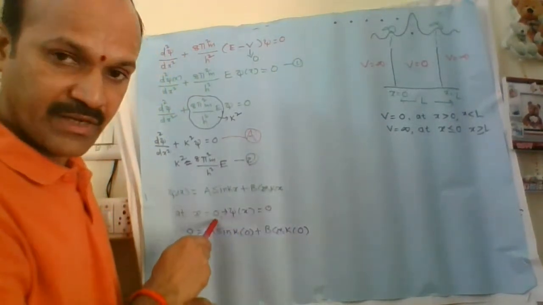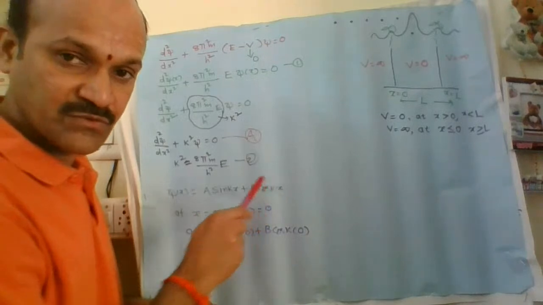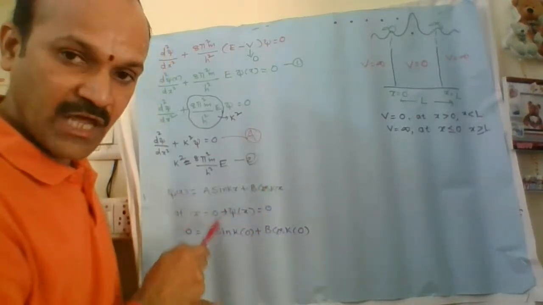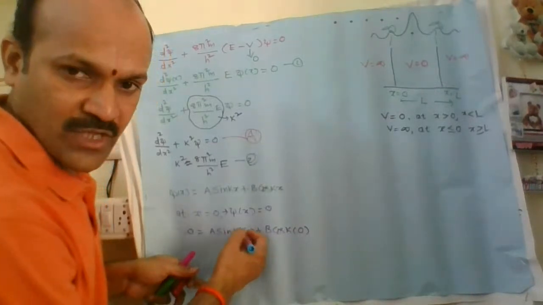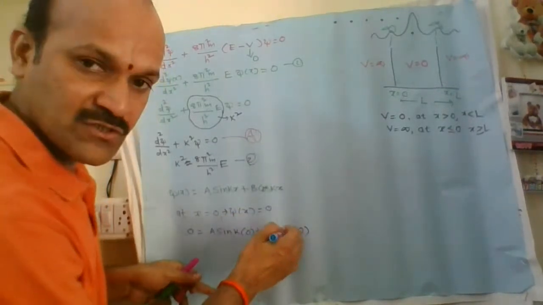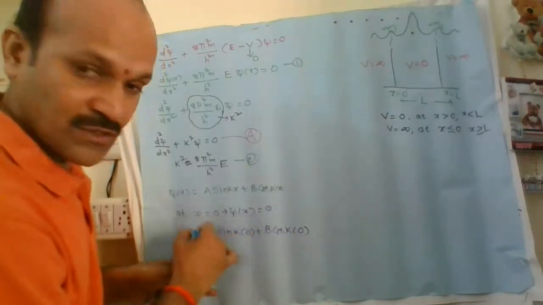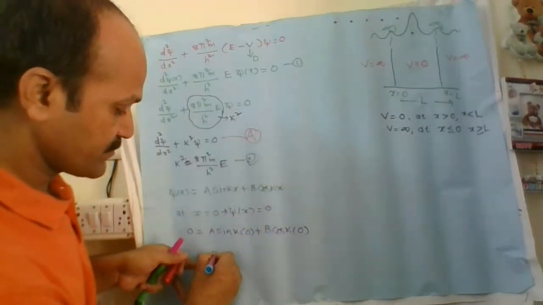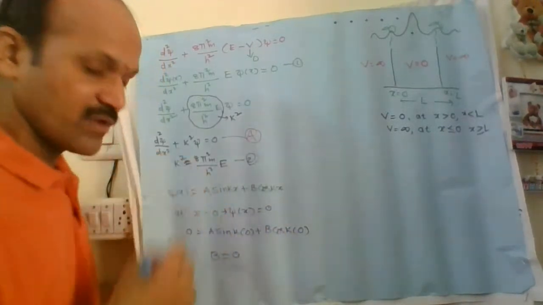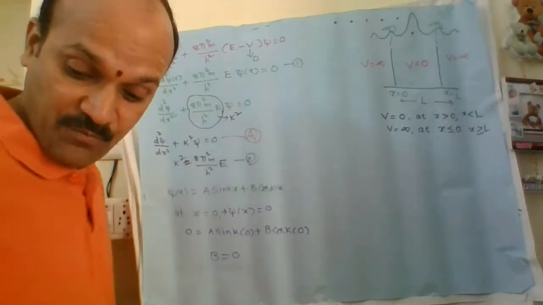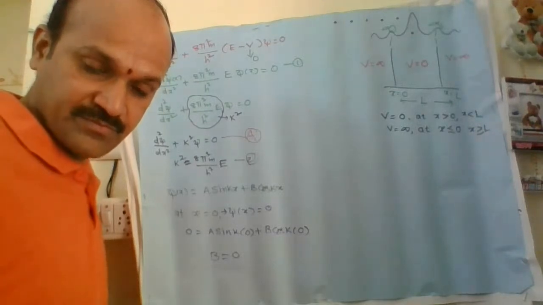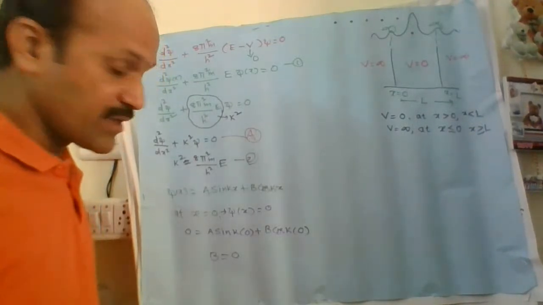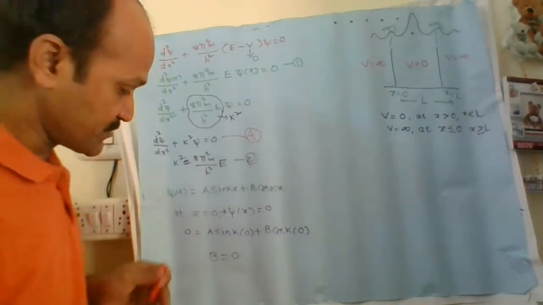And x equal to 0 is substituted, psi of x is substituted. Sin k into 0, sin 0 is 0, cos 0 is 1. So this term becomes 0. We got the B value, B is 0.